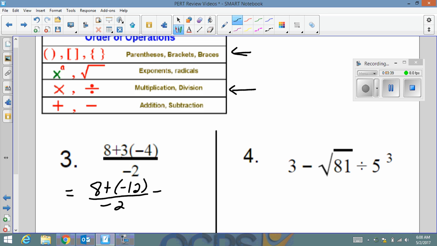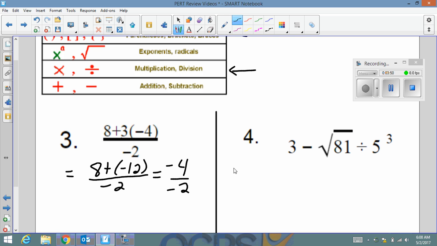Finishing what's in the numerator, 8 plus a -12, signs are different, so I subtract and keep the sign of the larger. And then I've just got a division problem there. -4 divided by -2. 4 divided by 2 is 2. Negative divided by negative is positive. So it looks complicated, but it really isn't.